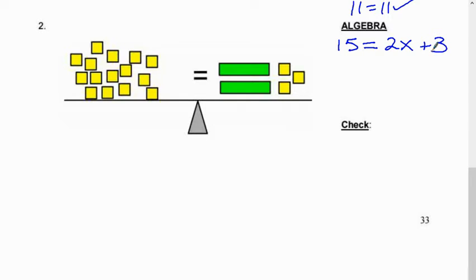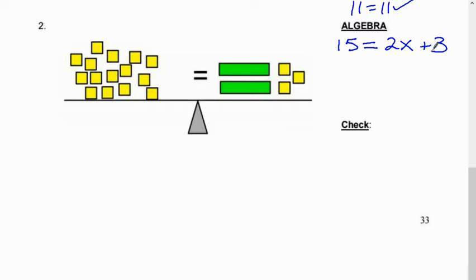Our goal, as always, is to try to isolate the variables. So we've got to get those rectangles all alone. The variables are on the right-hand side, but they're not alone. I have those 3 yellow squares there. I would like to take those away, but I have to also be able to take away 3 yellow squares from the left-hand side as well. Fortunately, looking at the left, I can see that there's more than 3 yellow squares there. So we're going to go ahead and take away 3 yellow squares from each side.